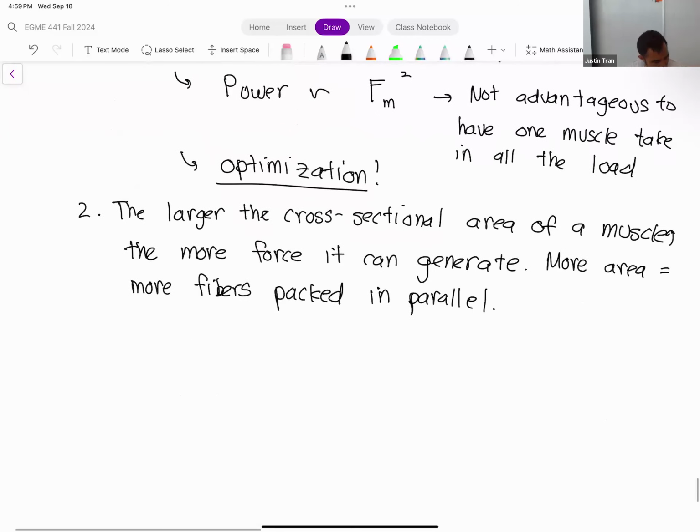Okay, so mathematically, one way that we can put this assumption into practice is to say that the amount of force that the muscle can generate is proportional to its cross-sectional area.